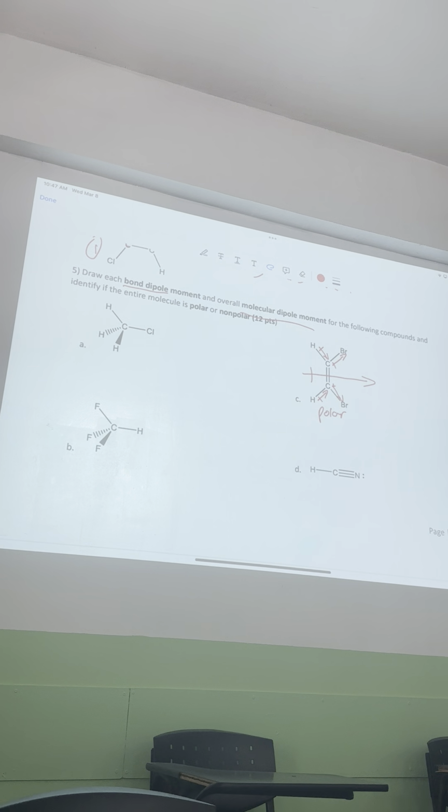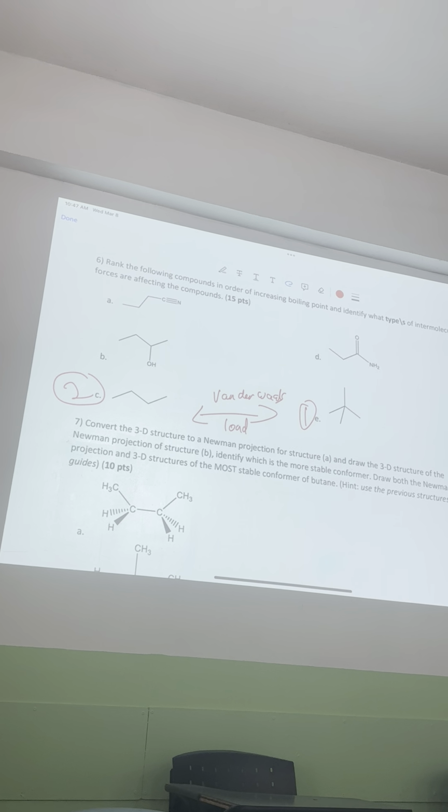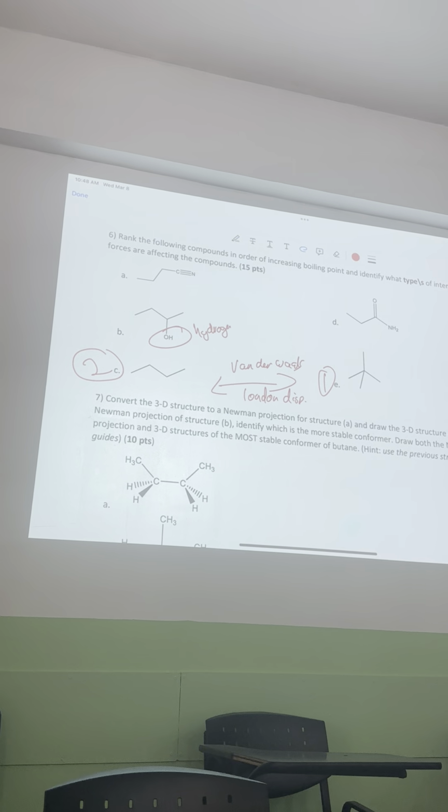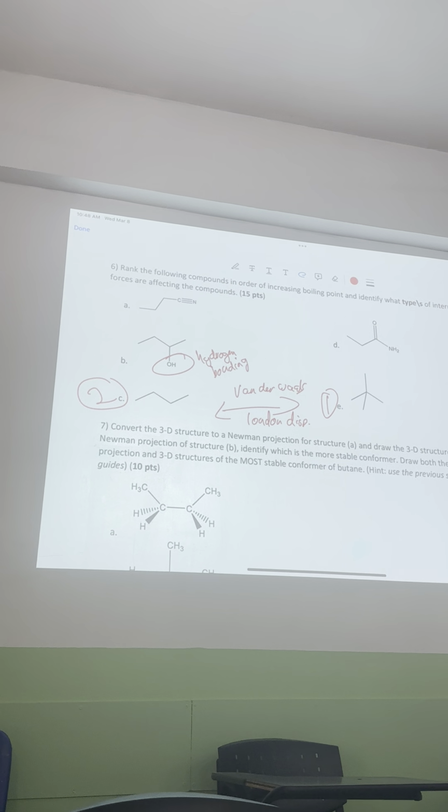The rankings went as such. This should have been the lowest boiling point. This was the next lowest because these two only had van der Waals or London dispersion forces. This is branched, so this was the lower boiling point. Remember it's an increasing boiling point. It goes to high. This has hydrogen bonding. So that's why this was number 3.